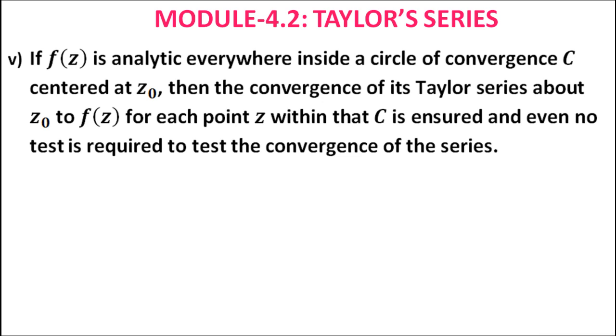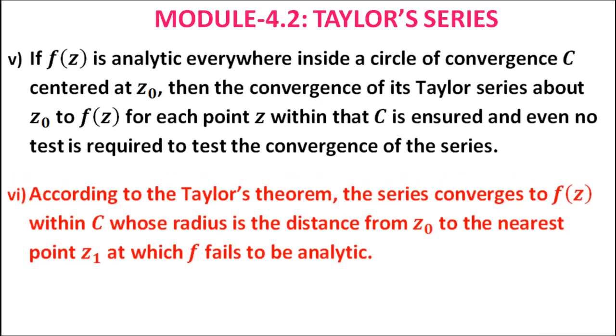So according to Taylor's theorem, the series converges to f of z within C, whose radius, please remember this point very carefully, my dear students, is the distance from z0 to the nearest point z1 at which f fails to be analytic. That means the radius of convergence can be calculated as the distance from the point z0 where the function is analytic to the nearest point z1 where the function is not analytic.